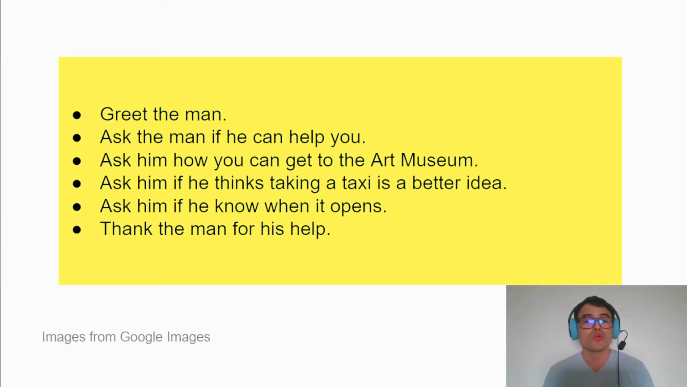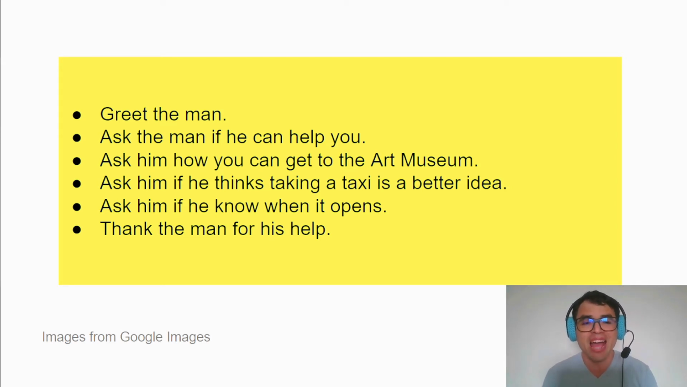During the exam, you will receive a card like this with instructions. You have to follow the instructions to engage in a conversation. The instructions in this card say, greet the man. Next, ask the man if he can help you. Next, ask him how you can get to the art museum.